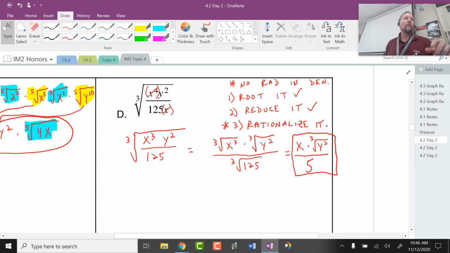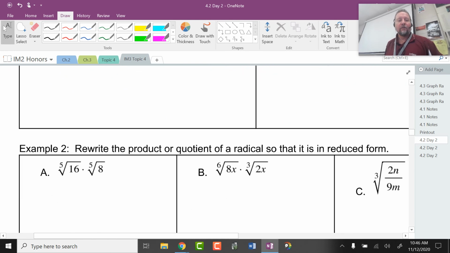All right, so root it and reduce it. Actually, we reduced first with the x's and then we rooted and it ended up working out perfect. So we're good to go.